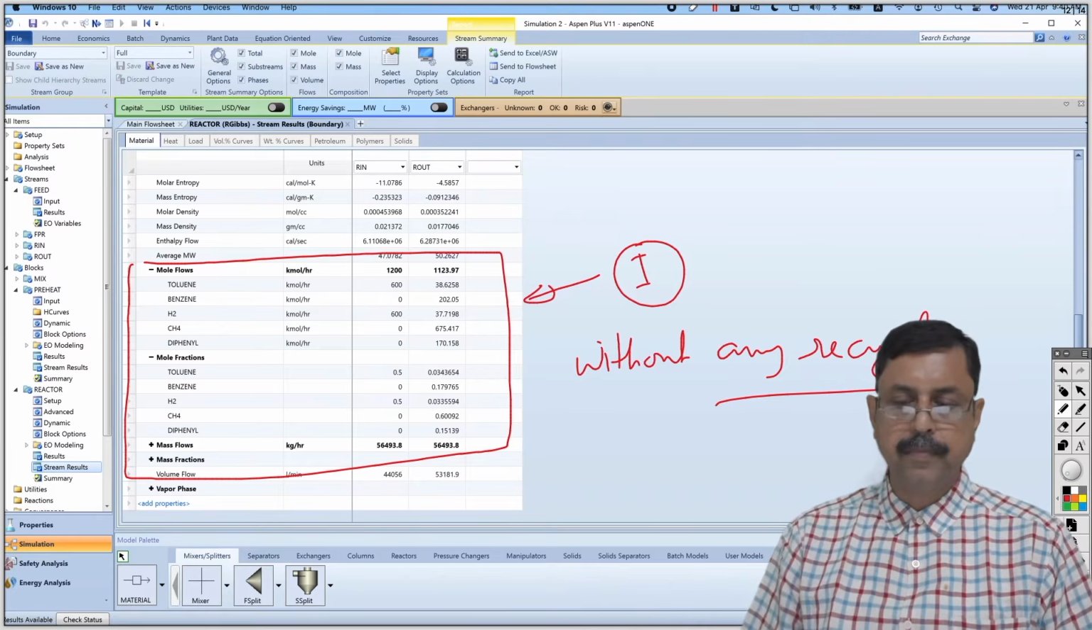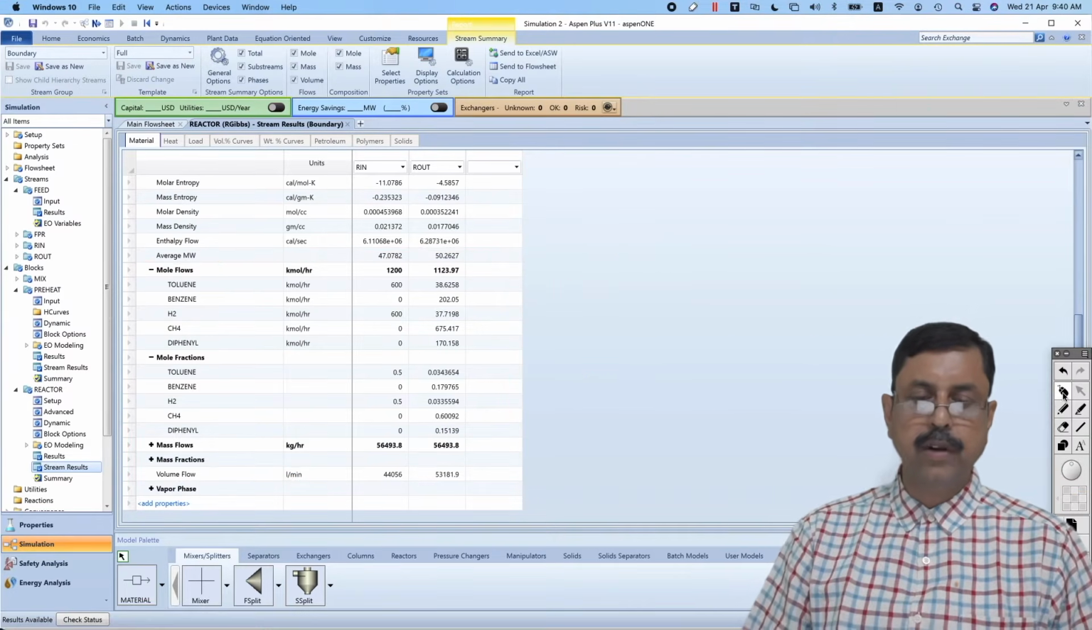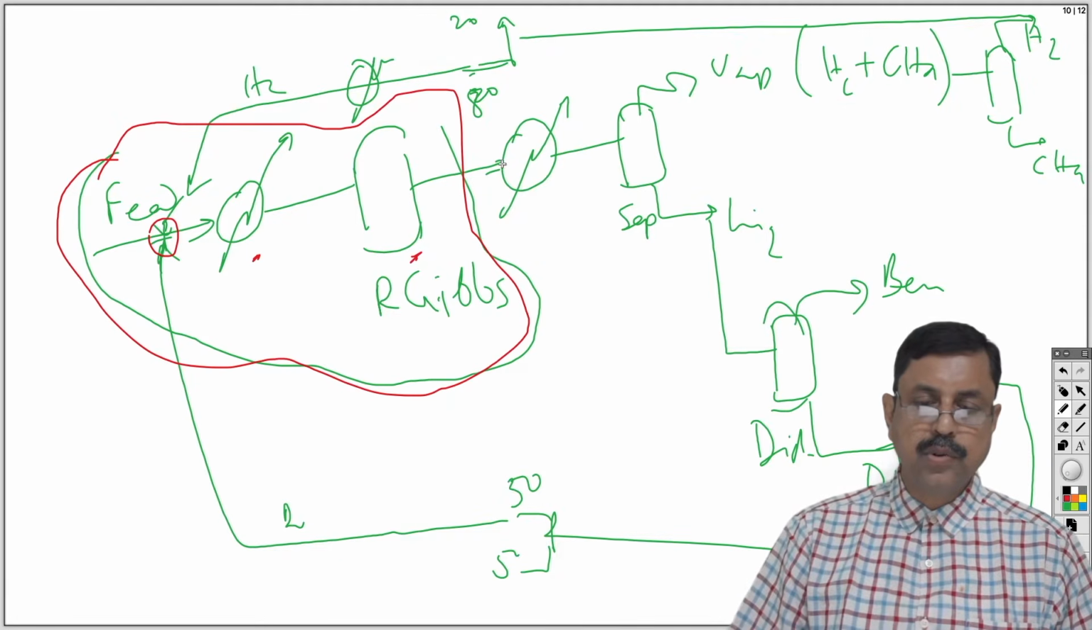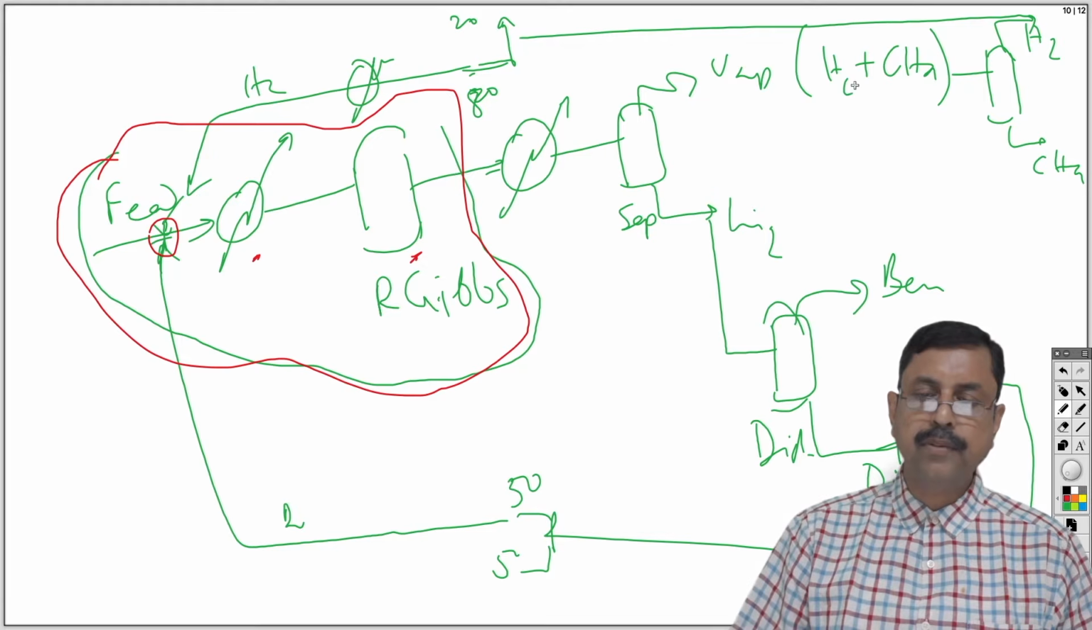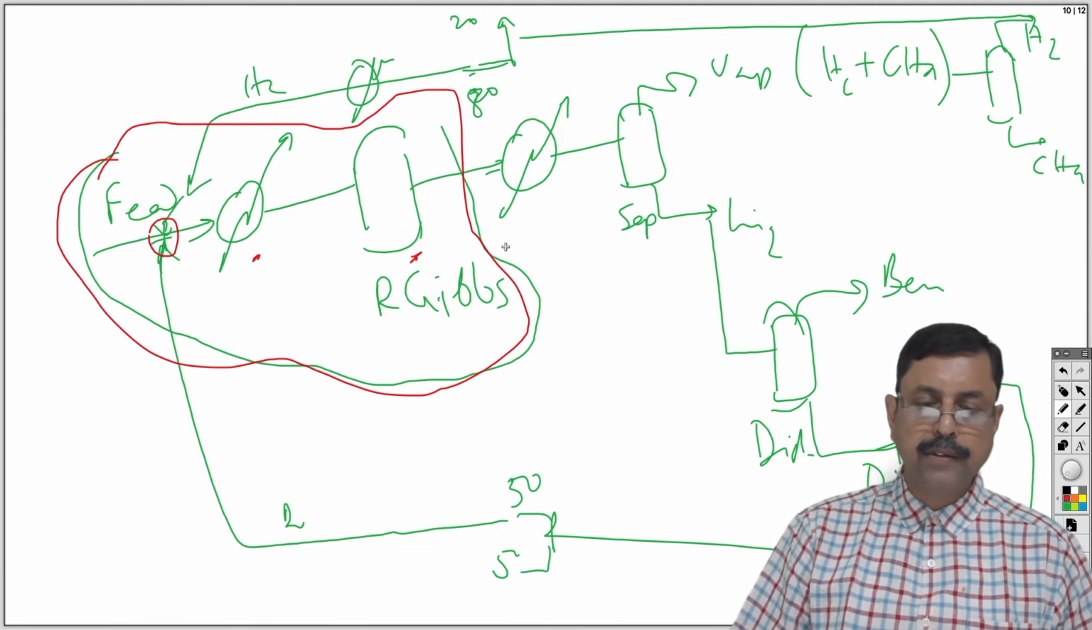So for that, let us go back to the simulation. First we have to cool down, and then we have to keep 2 separators in series. In this separator, we have to separate hydrogen and methane, and then this hydrogen and methane will be separated over here. So first let us do this portion.